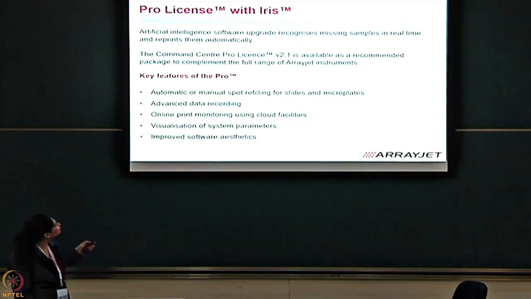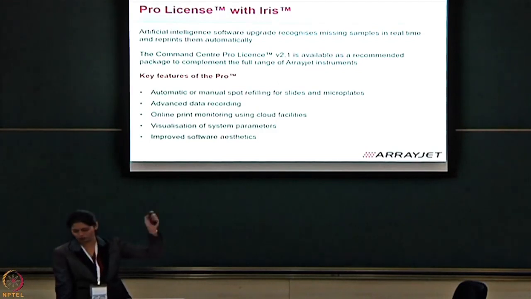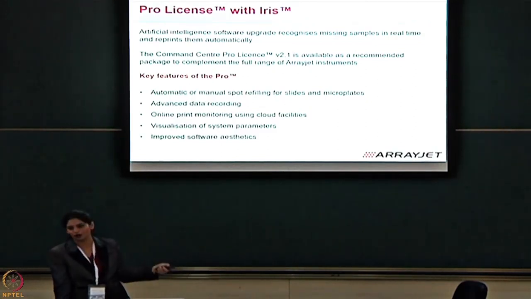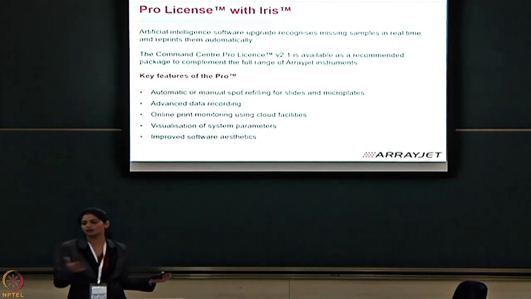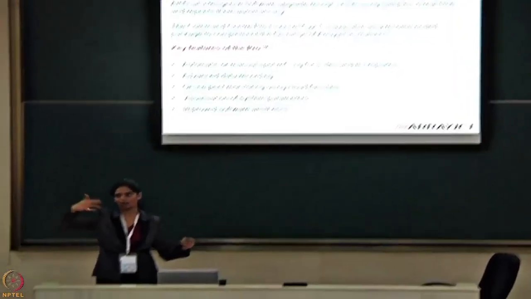Why is the Pro License extremely useful? It can automatically refill your spots or reprint, or it can do it manually as well. You've got advanced data recording. You can store all your data in a cloud monitoring system, so there are no issues with backup and data safety. And you have improved visual parameters, so you know exactly what is going on. If it's a long assay, maybe 4 hours, and you have other things to do, you can press start, go away, and come back after 4 hours, and you'll have a few files waiting for you in your cloud. Right, this is my assay, this is how successful it was, how many missing features there were, whether it was able to detect all my antibodies, what my data is. It'll give you a couple of reports, so you just take those reports and post-process them automatically with your secondary antibody or whichever method you're using to characterize, such as RPPA.